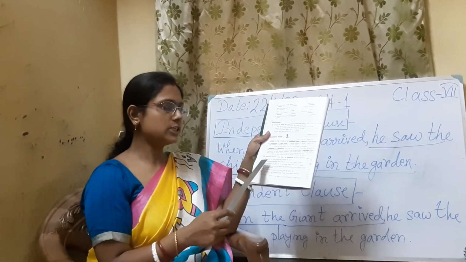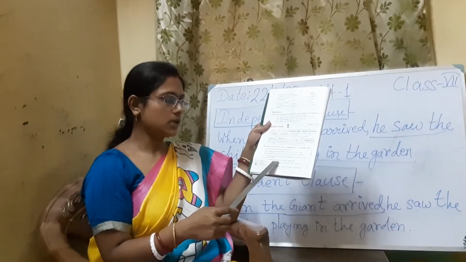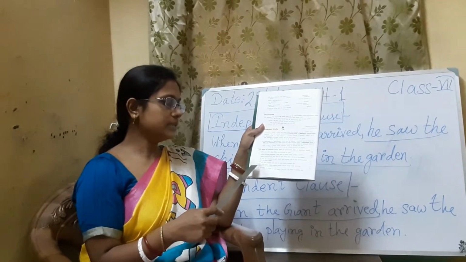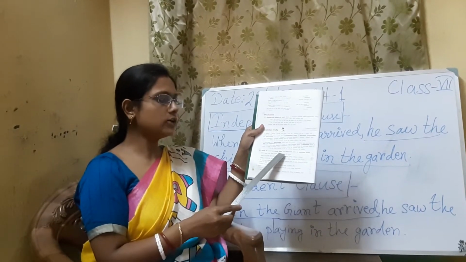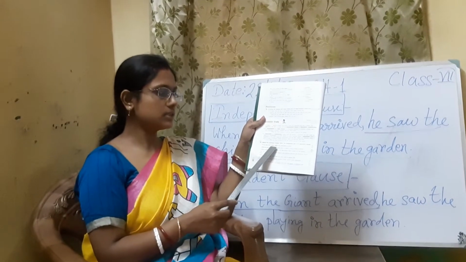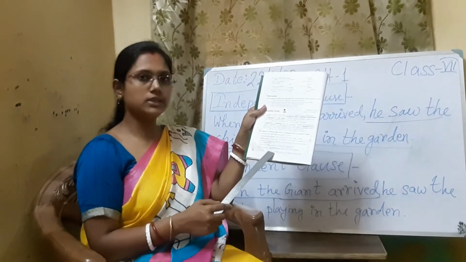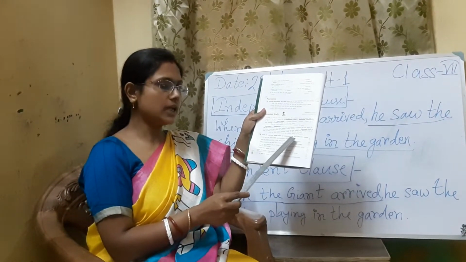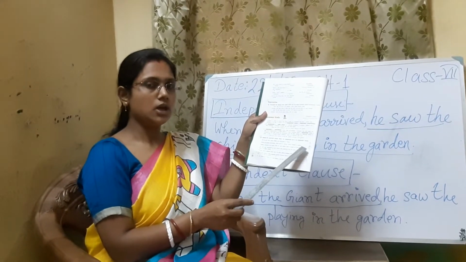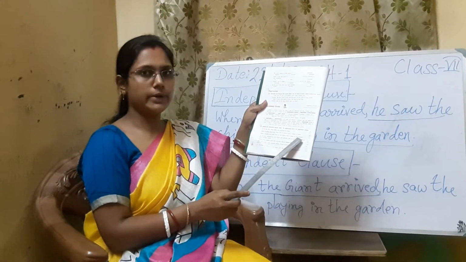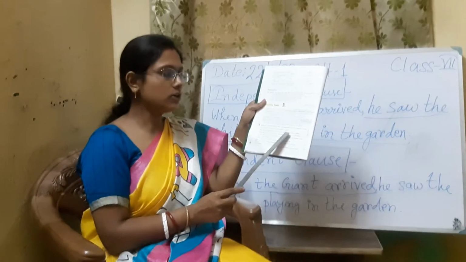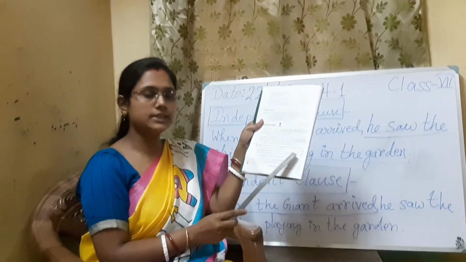Now let me explain how you will do this. You can read the question there, page number 10. Identify the underlined clauses. You can see that some clauses are underlined. You have to identify what clauses these are. Write I for independent and D for dependent clauses. Now what are independent and dependent clauses? If it is an independent clause, you will write I. If it is a dependent clause, then you will write capital D.